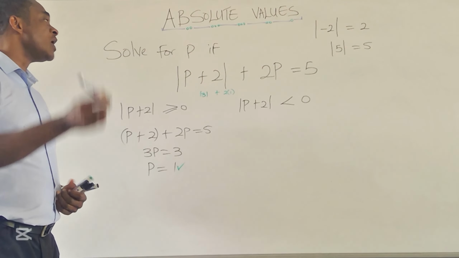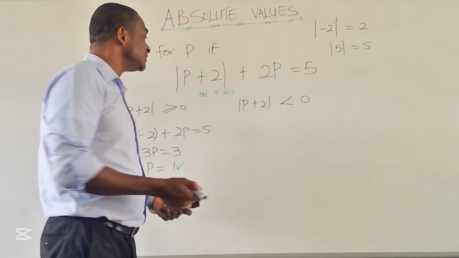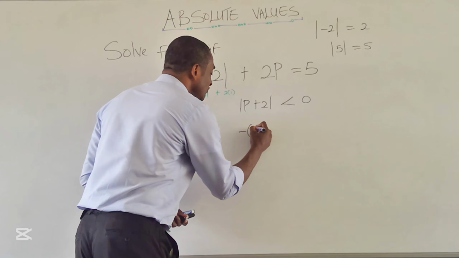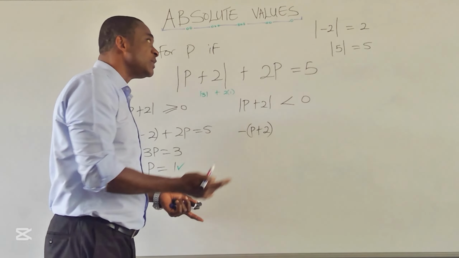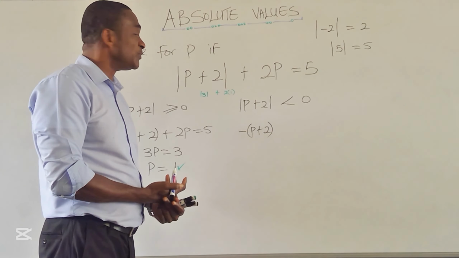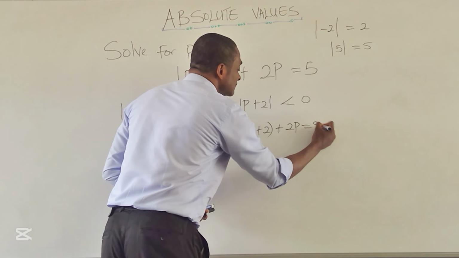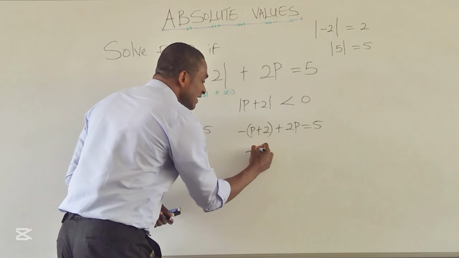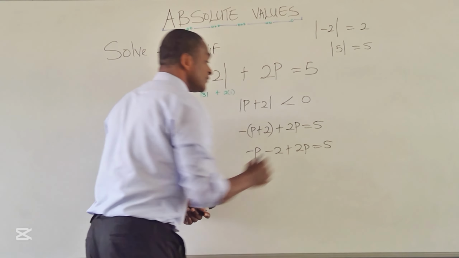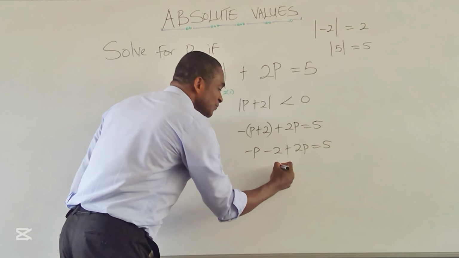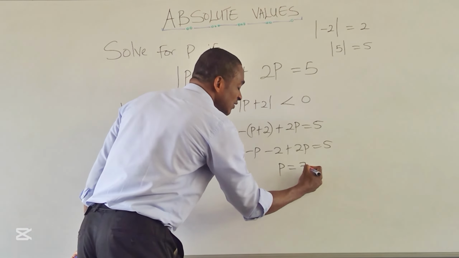Now, if p plus 2, what we have in the absolute value, was a negative value, we will return the negative of what we have inside. Remember, for it to be positive, it could have been a negative or a positive. That means two options, and it will still return a positive. So for the second condition, we have negative p, negative 2, plus 2p equals 5. Now, negative p plus 2p is p, and 5 plus 2 is equal to 7.